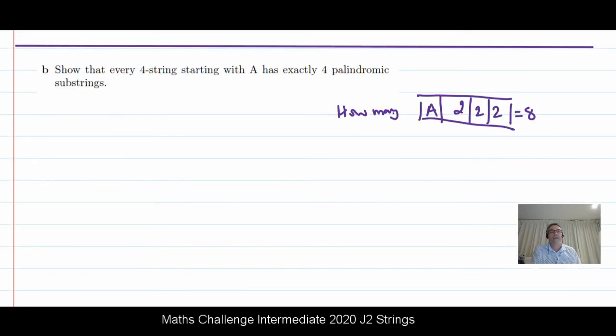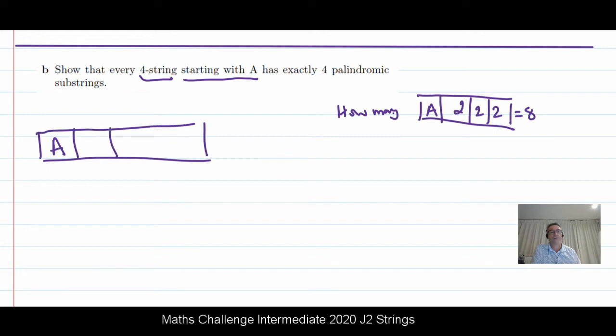So part B now moves us to 4 strings, but notice it's only asking about 4 strings starting with A. And what we want to prove is that every 4 string that starts with A, so let's look at what a 4 string, its general shape would be. 2, 3 would be like that. Something like that. And we want to show that all of them have exactly 4 palindromic substrings. And notice this time the word is show. So we don't have to explain why, we just have to show it. So we could just list it.